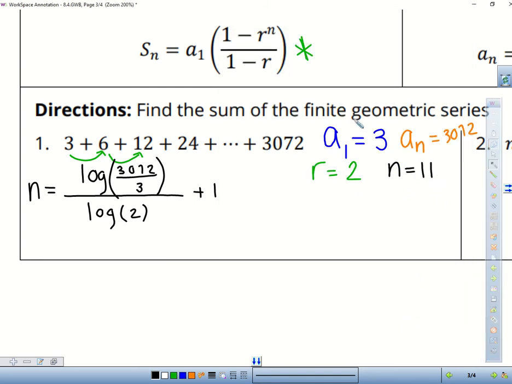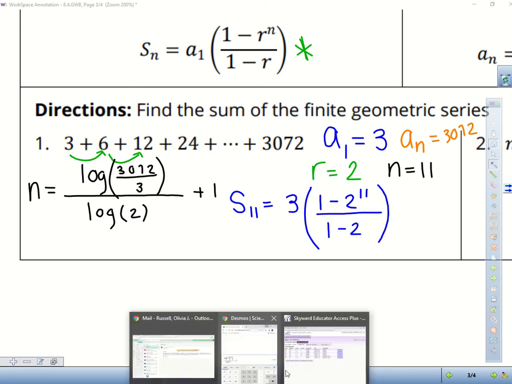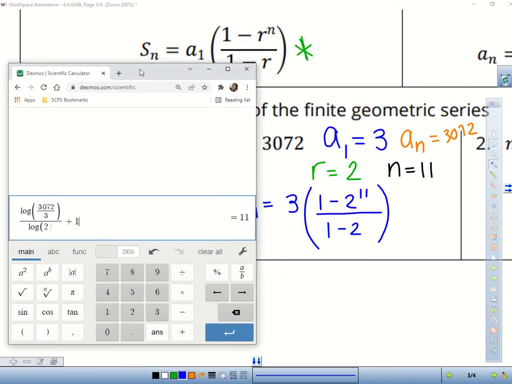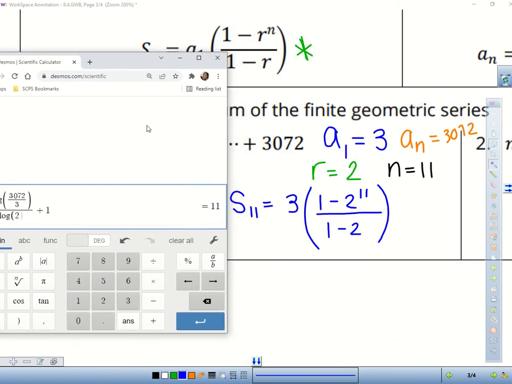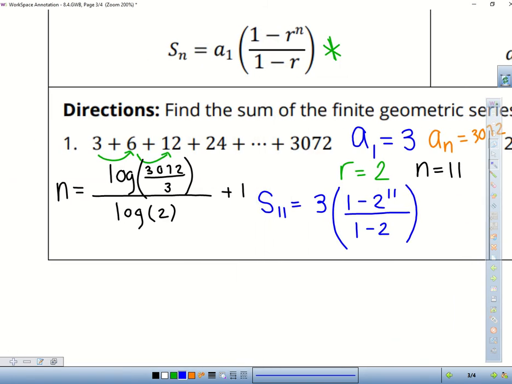Now that we know what n is, we can plug into the s sub n formula. So s sub n, s sub 11, is equal to your first term times 1 minus r to the power of n, all over 1 minus r. Okay? So I go back to my Desmos calculator.